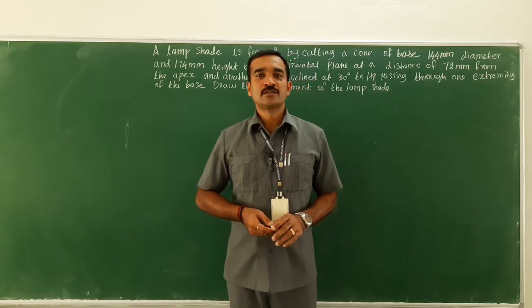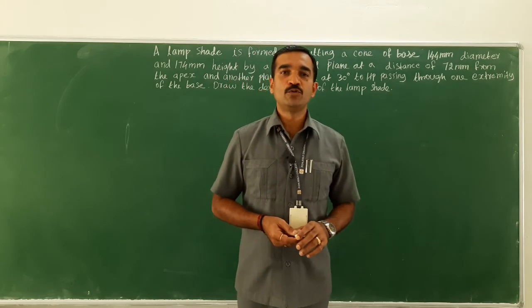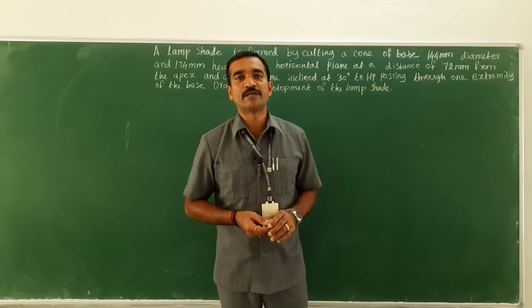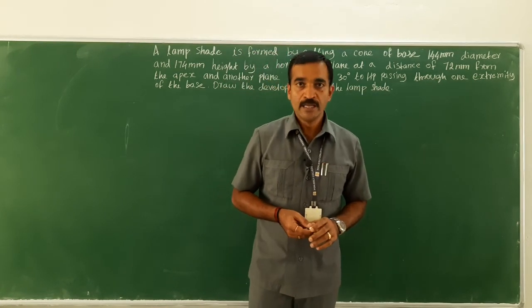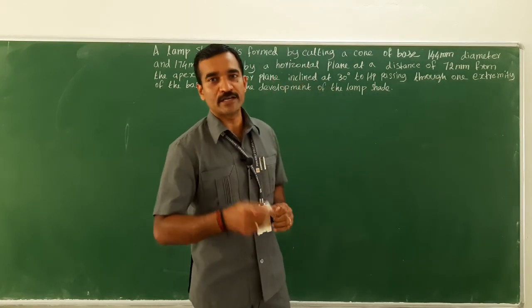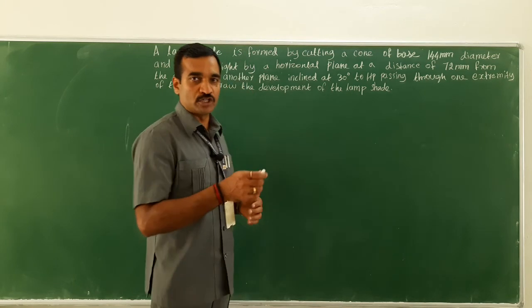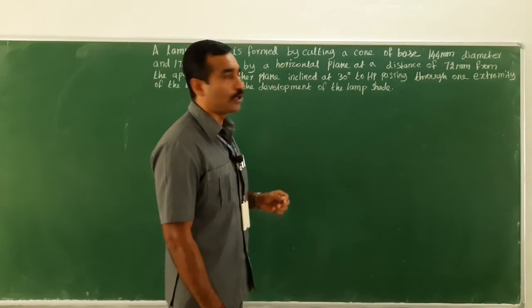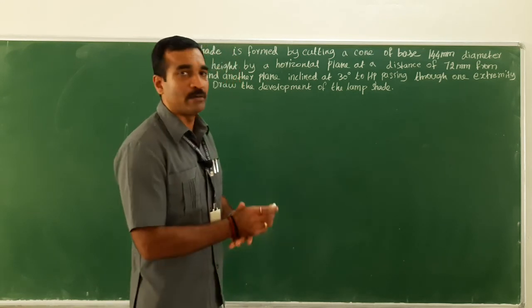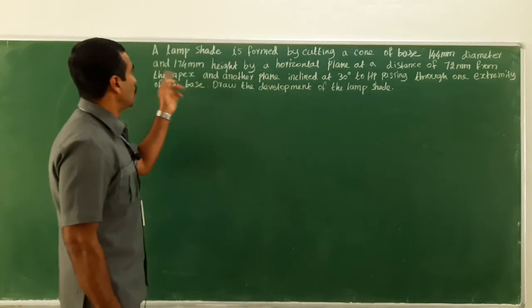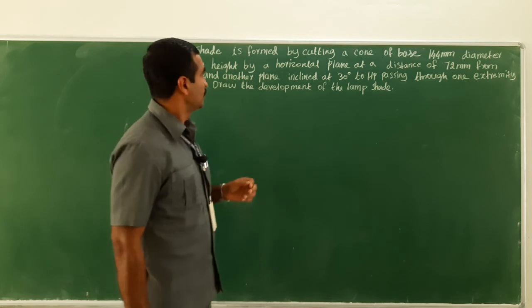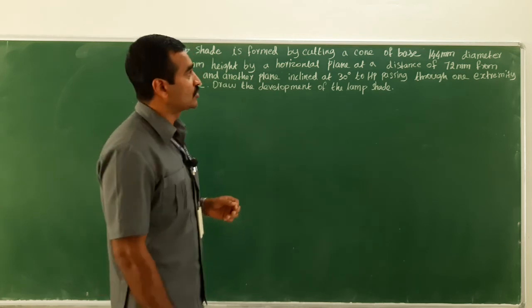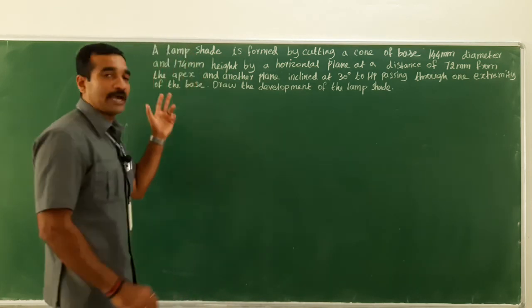Very good morning, students. For this lecturing video session, I am going to solve a problem from development of lateral surfaces. Let me just read out the question and make you understand what is being given and what is to be drawn. A lampshade is formed by cutting a cone of base 144 mm diameter and 174 mm height by a horizontal plane at a distance of 72 mm from the apex.